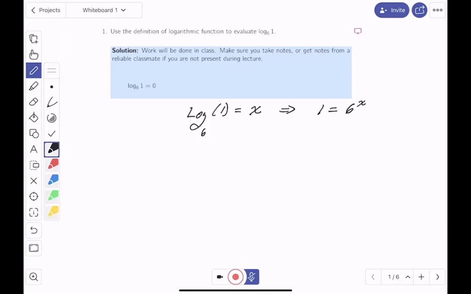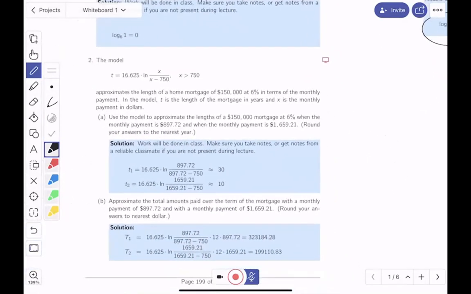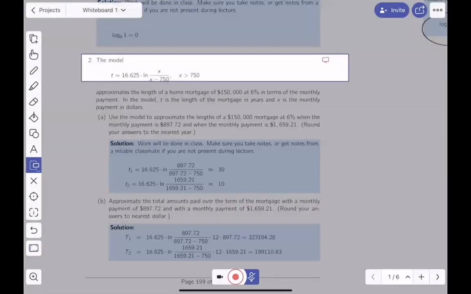Well, I'm hoping by looking at that, you now know x must be 0 because 6 to the 0 is equal to 1. So I'm going to say log base 6 of 1 equals 0. That's certainly right there. Let's go to problem number 2. Number 2, a little more complicated. And again, what I mean by that is it's going to require the use of technology to do that. But I'll just kind of talk about this, and I'll talk through this in a bit.